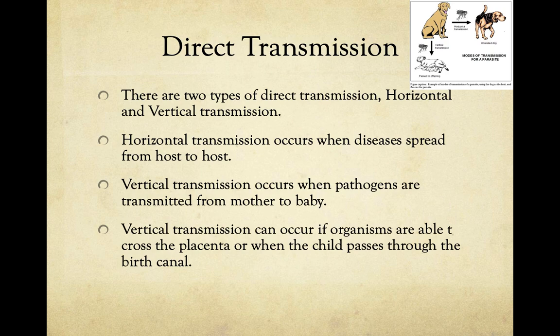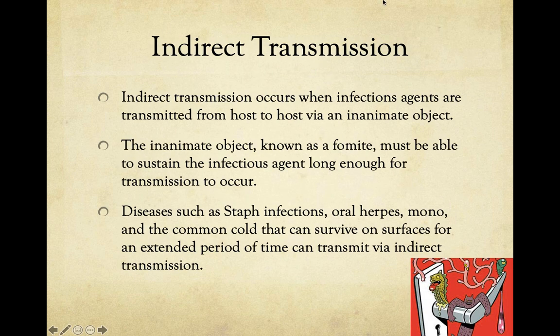HIV can cross the placenta. Listeria can cross the placenta. So the baby could become infected before the process of birth as well. So that's vertical transmission. Horizontal is host to host. Vertical is mother to offspring. Then you have indirect transmission.